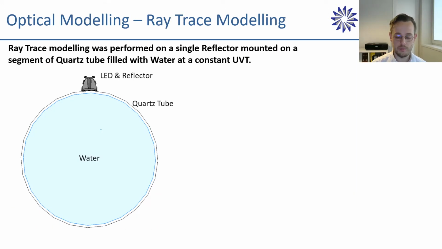So we have 1,000 LEDs fitted outside of the quartz tube, and each LED is paired with a reflector, which makes the modeling a bit tricky. We do need to do proper ray tracing to make sure that we capture the shape of the light beam that's leaving the LED correctly, and trying to model 1,000 LEDs at the same time is a computationally expensive task. So what we do is we take a single LED and a reflector positioned on the quartz tube, with a defined UVT of water inside of it, and we do the ray tracing.